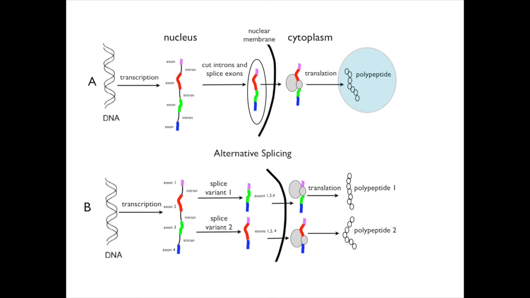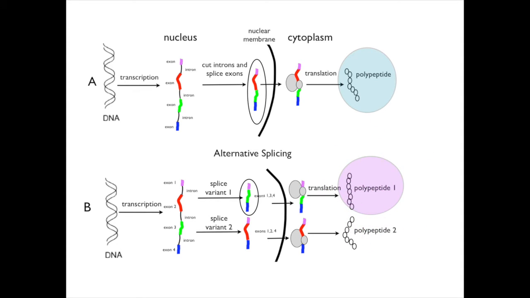The splicing can produce different combinations of exons and different mRNAs. The top splice variant is the same as was shown in the previous slide. All 4 exons comprise the mature mRNA, which produces a particular polypeptide. 2 different splice variants are shown in the lower portion of the figure.